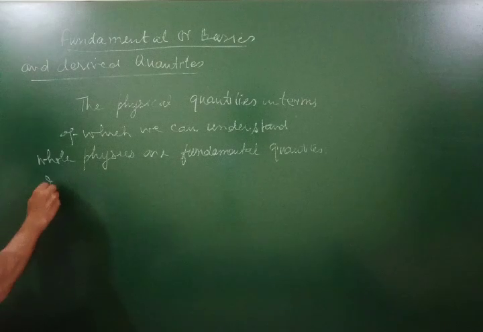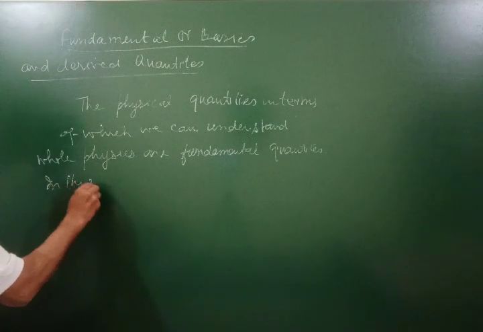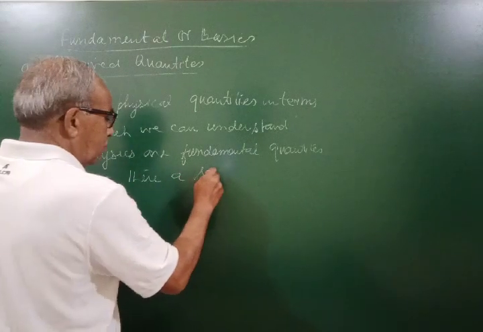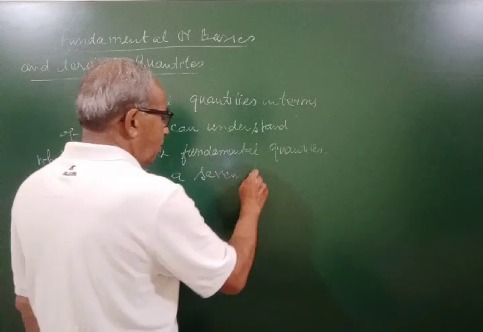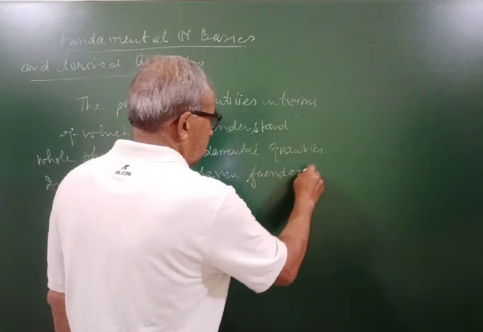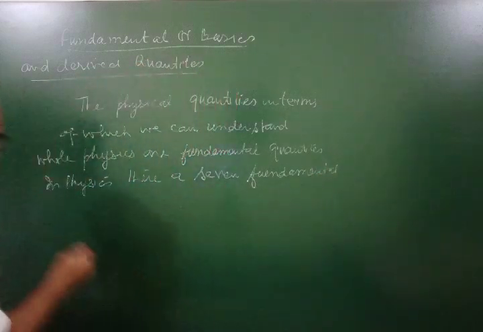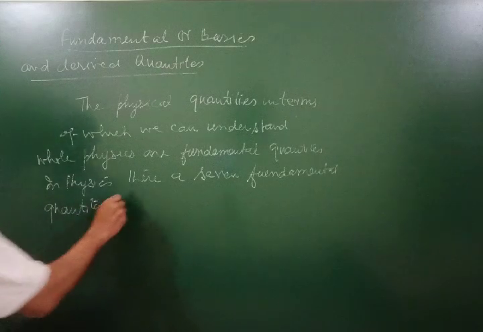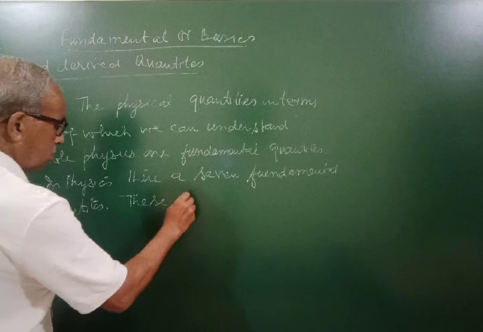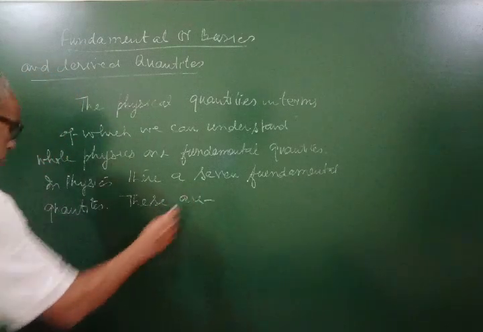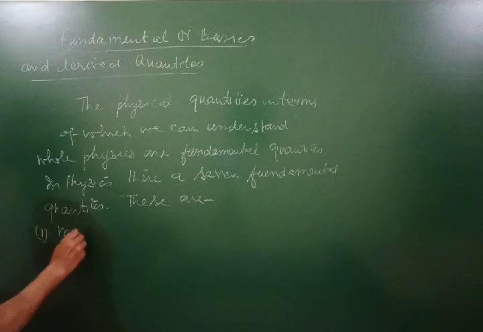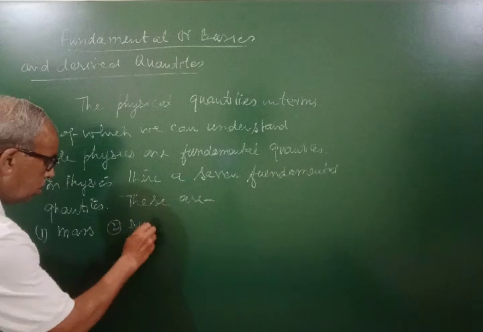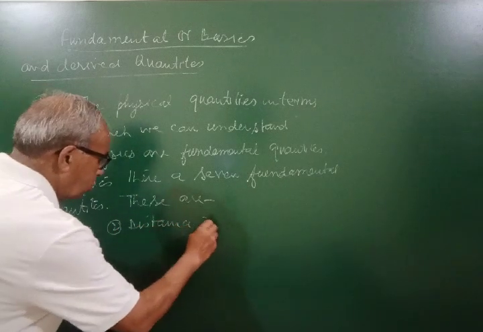Now in physics, there are 7 fundamental quantities. These are: number 1, mass; number 2, distance; number 3, time.